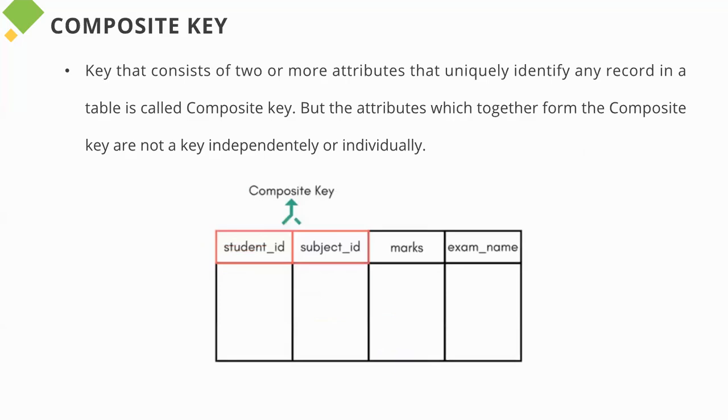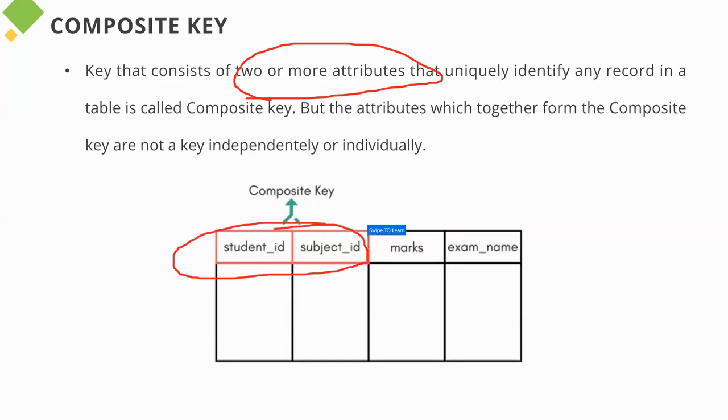What is a composite key? A key that consists of two or more attributes that uniquely identify any record in a table is called a composite key. So if you say student ID and subject ID together, that is called a composite key. Like for the same roll number or student ID 5, we have different subject IDs, say S1 and S2, right?